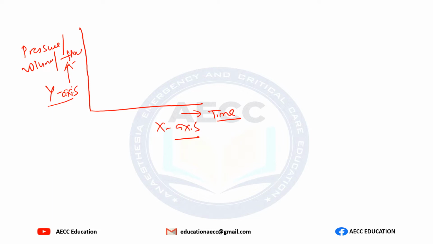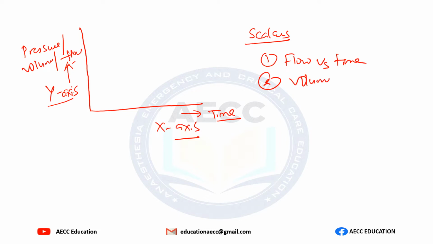So there are mainly three types of scalars. One is flow versus time, another is volume versus time, and the third one is pressure versus time.